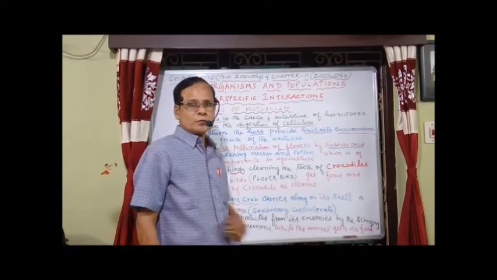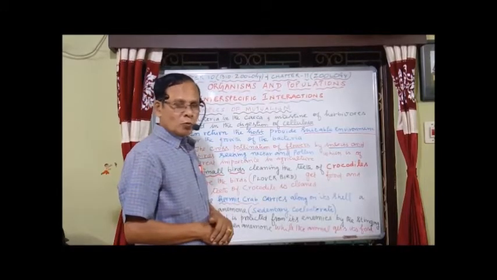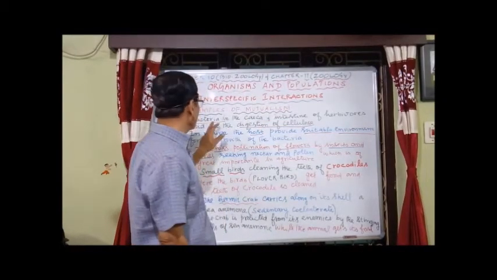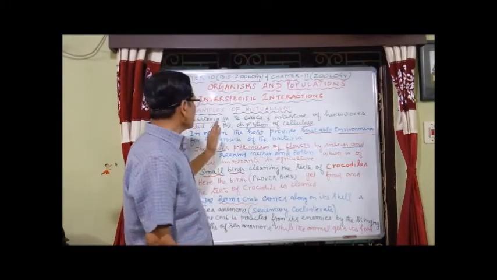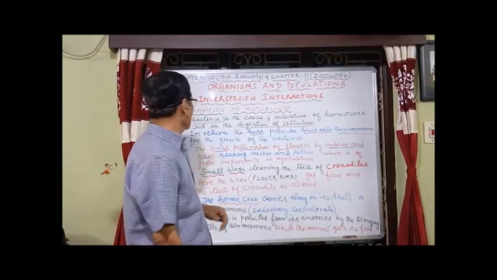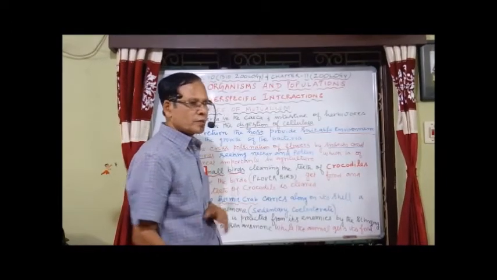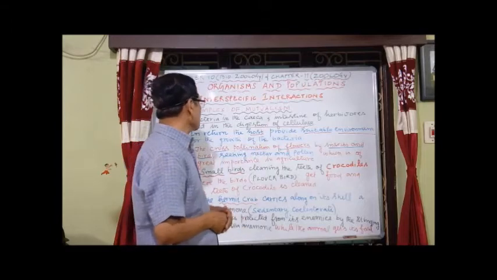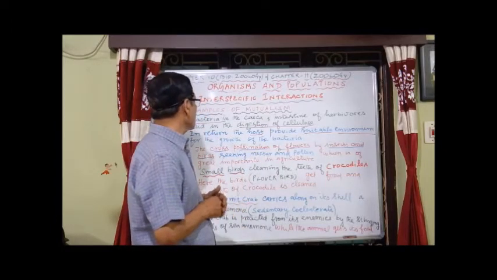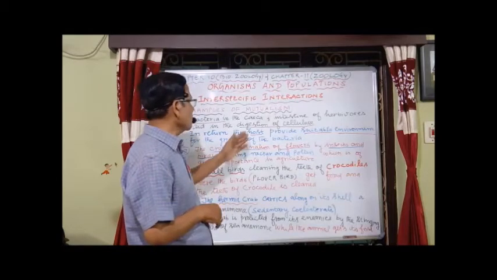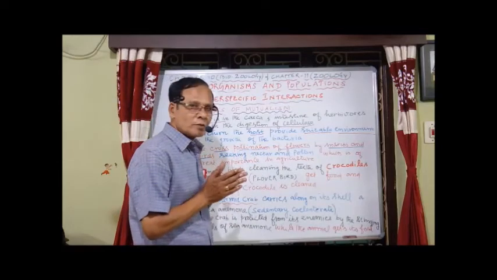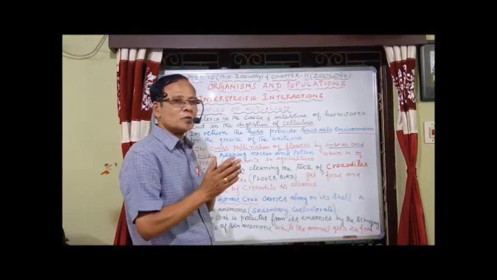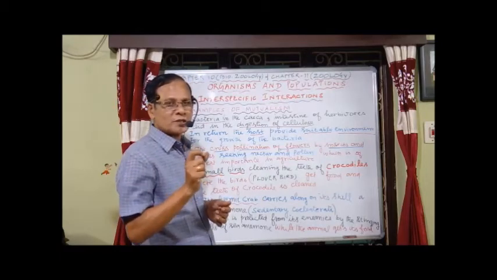Now let's see the examples of mutualism. We have a number of examples. One, the mutualism between the bacteria and the cecum and intestine of herbivores. Those bacteria living in the cecum and intestine of herbivores aid in the digestion of cellulose, because these animals are eating grasses which are rich in cellulose. At the same time, the host, namely the herbivores, in return provide a suitable environment for the growth of bacteria. So both are mutually beneficial. This is mutualism between bacteria and herbivores.